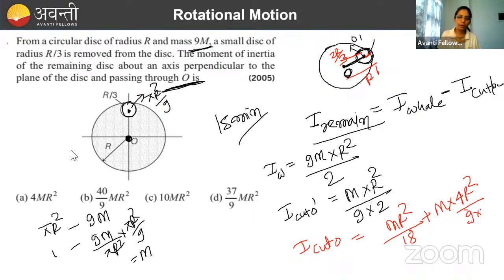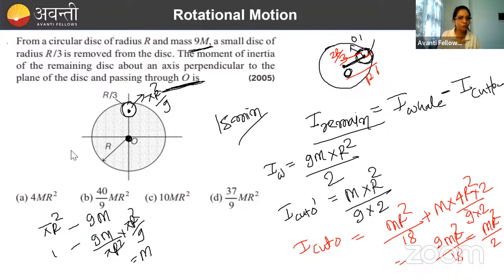Done. Now I'm just writing 2 here for convenience. So if we add it, what will we get? 9 mr square by 18. So how much value are we going to get? We are going to get mr square by 2. Done. So this is our mr square by 2. Am I correct? Yes. So this is mr square by 2, and this is 9 mr square by 2.